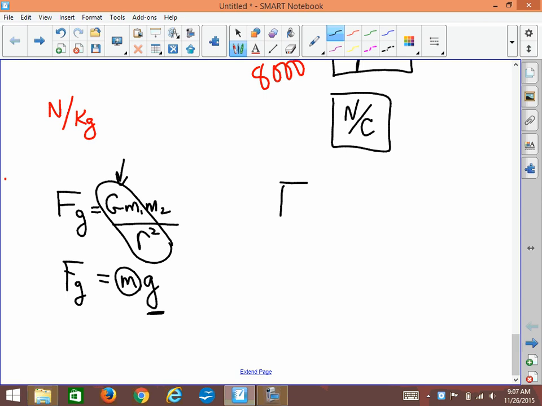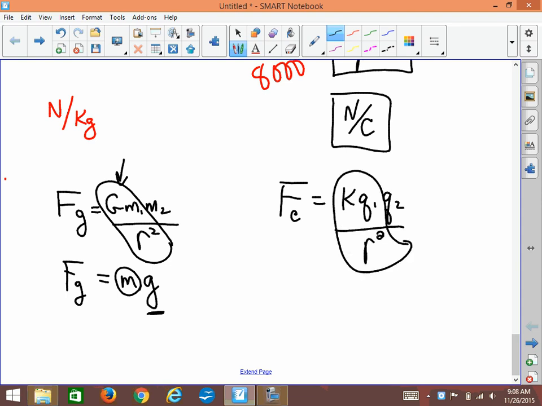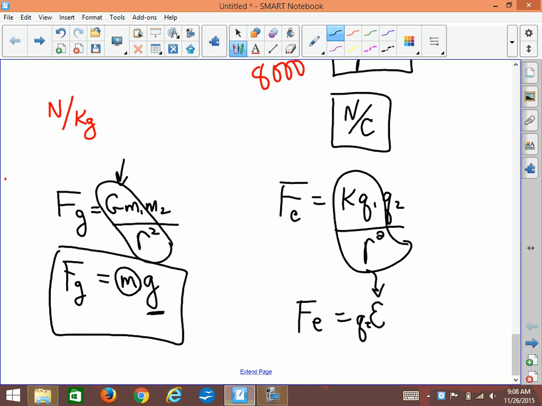With electricity, right, Fe, the electric force, is K, Q1, Q2 over R squared. We could do the same thing. We could turn this into the little E, or the weird-looking E, because it's electric field strength, and we could then multiply that by the test charge, Qt. So Fg equals mg is exactly the same kind of equation as this one, which is a way of determining the force using the test charge and the electric field strength.